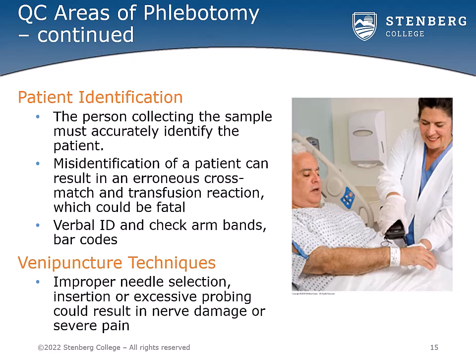QC for venipuncture techniques includes improper needle selection. Insertion or excessive probing could result in nerve damage or severe pain. Probing is when you miss the vein and make very blind insertions to find the vein without feeling for it first, and should never be done.